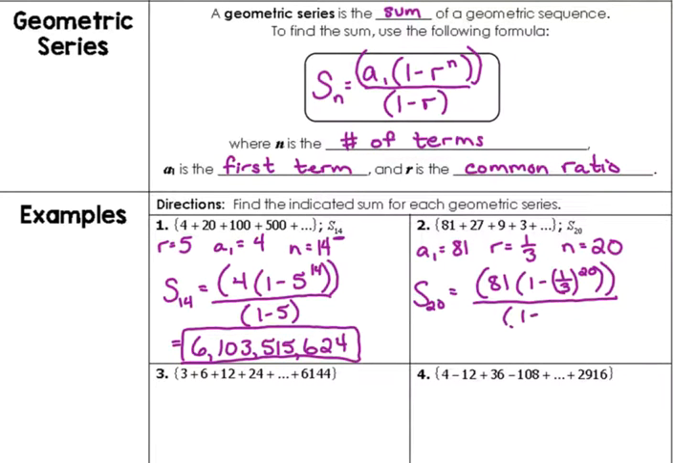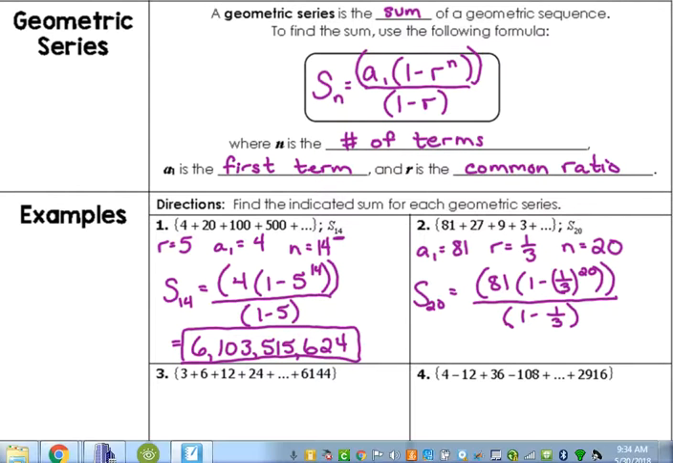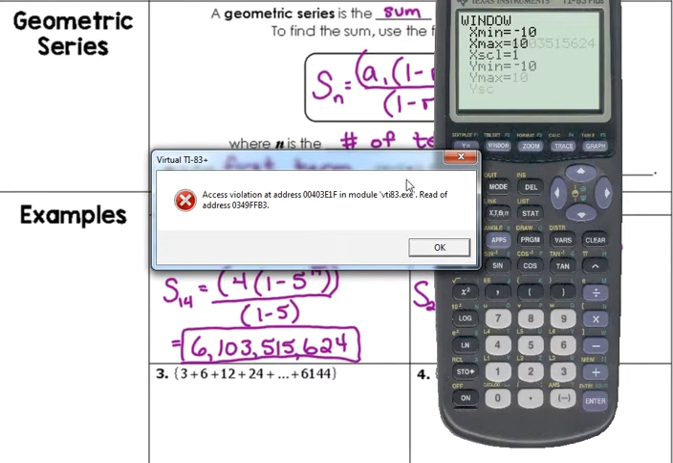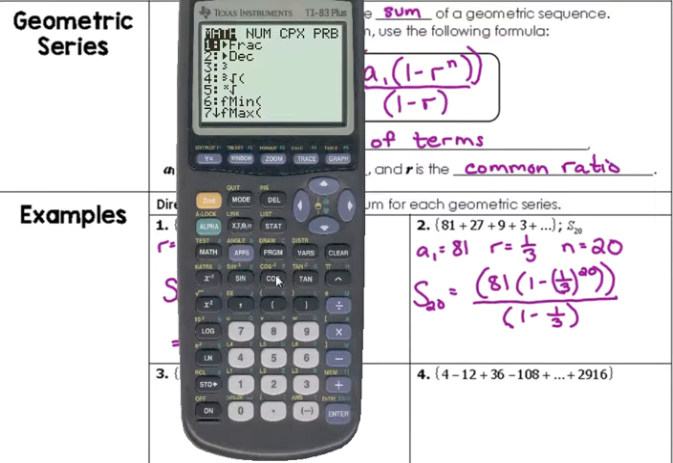over 1 minus r. If you want to put the parentheses around that one, you can. You really don't have to. That one will be okay. You just need it when you're raising it to that power. So, parentheses, 81, parentheses, 1 minus, put that 1/3 in parentheses. You have to have that or you're not going to get the right answer.